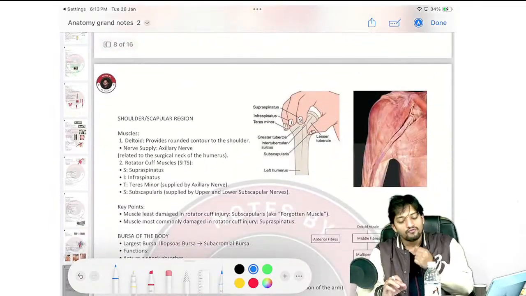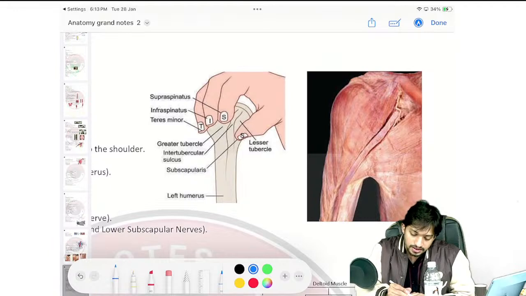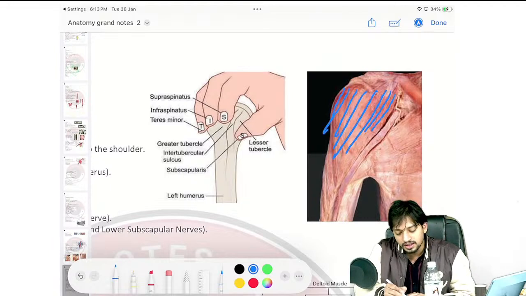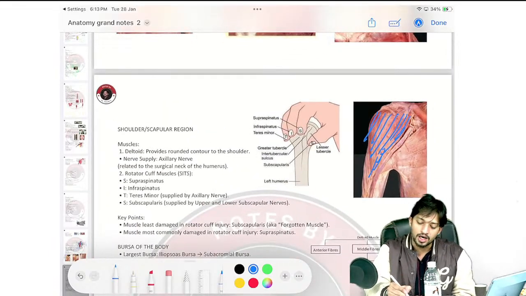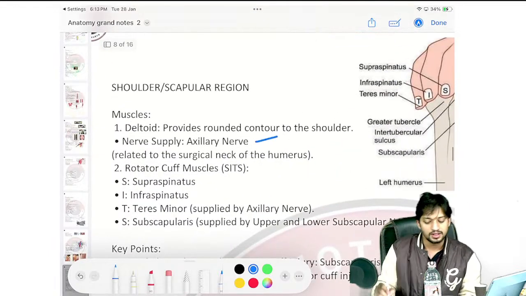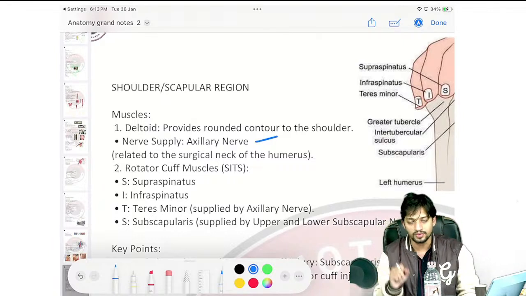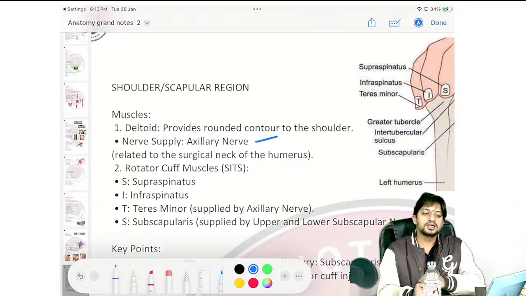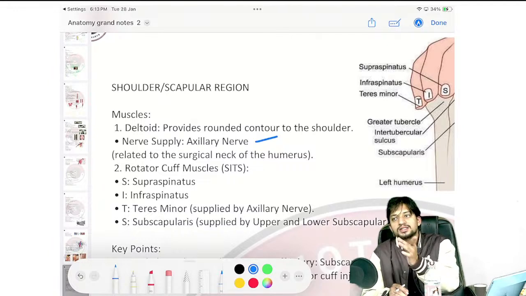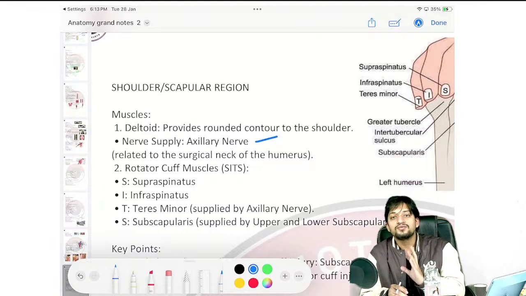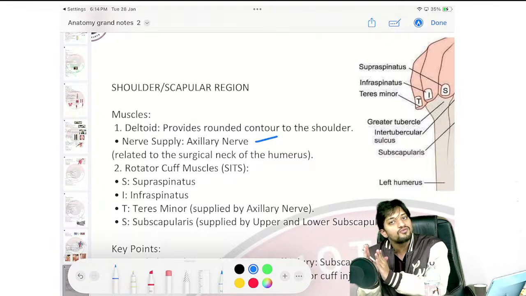Now we will be looking at the muscle present in the shoulder region. Superficially it is the deltoid, right? This deltoid muscle is supplied by a nerve called the axillary nerve, which is also related to the surgical neck of the humerus. So what will happen in this case? Can anybody tell me? If there is injury to the axillary nerve, what will happen? In the long term, there will be wasting or atrophy of the deltoid muscle.